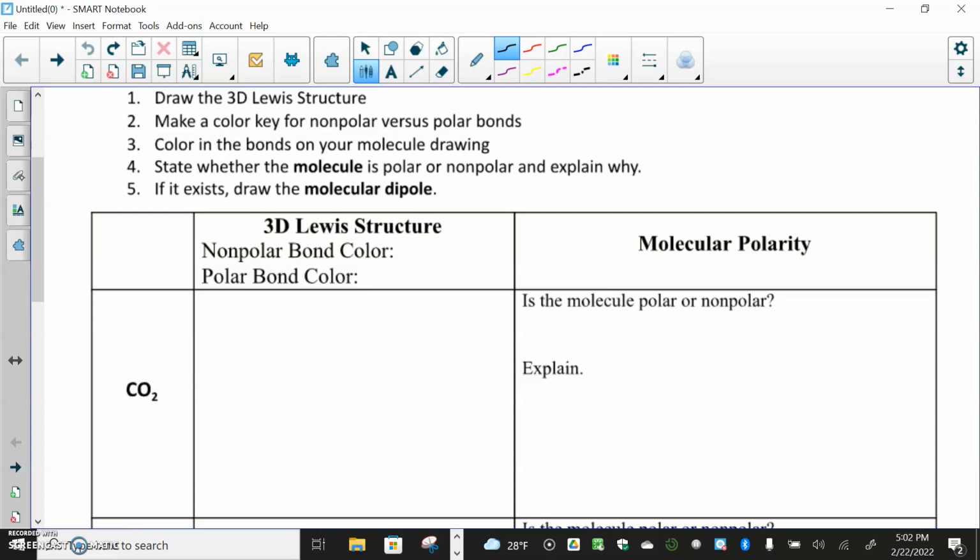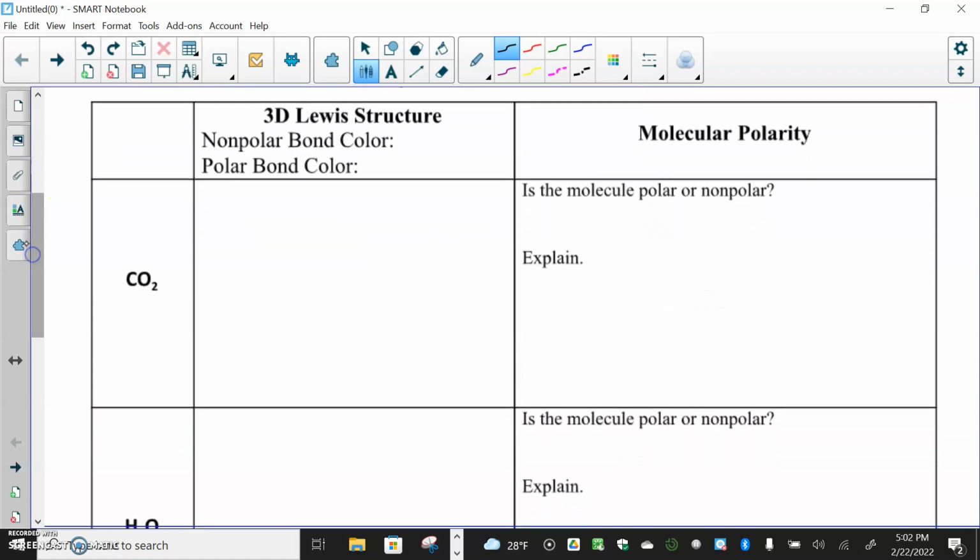Now remember, Lewis structures can only be 3D if they have 4 things bonded to the central atom, meaning that it's a tetrahedral electron domain geometry. Okay? So keep that in mind as we work through what I'm about to show you. So we'll do the first one together. So this says draw the 3D Lewis structure for CO2.